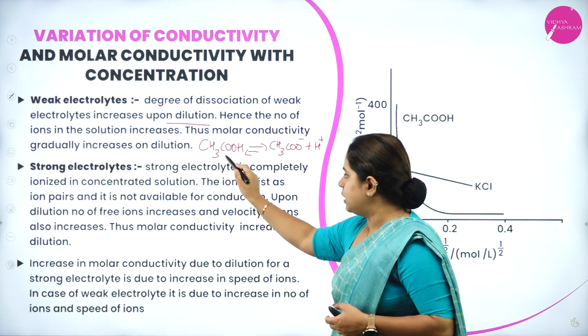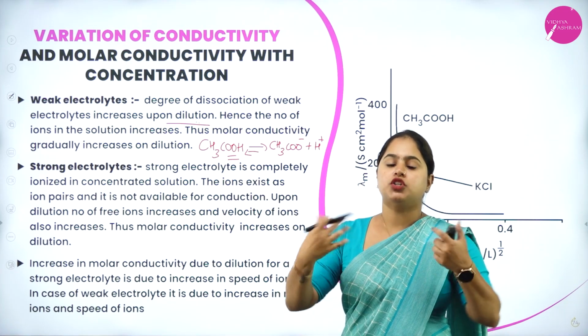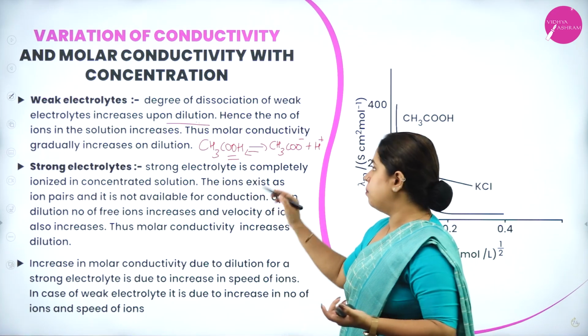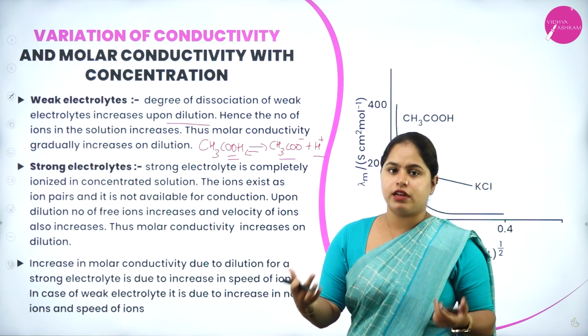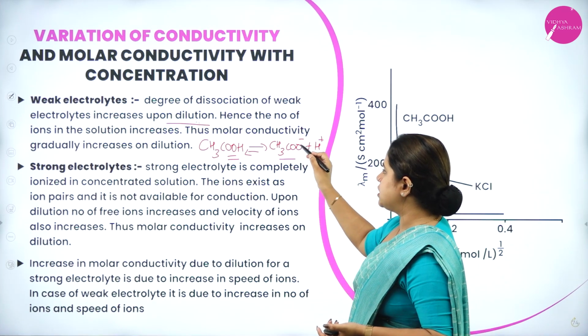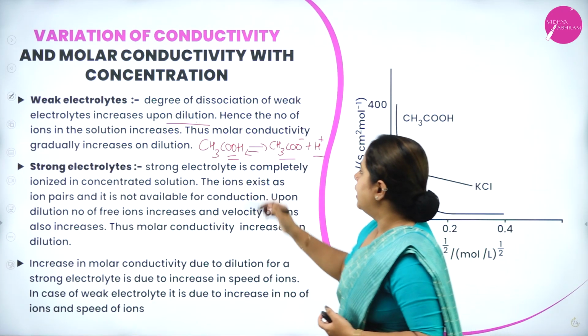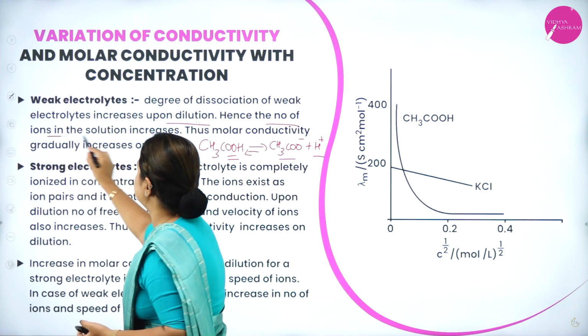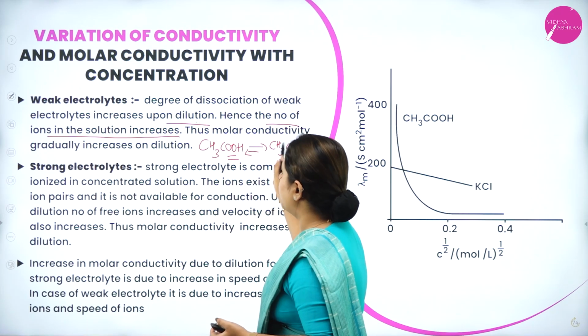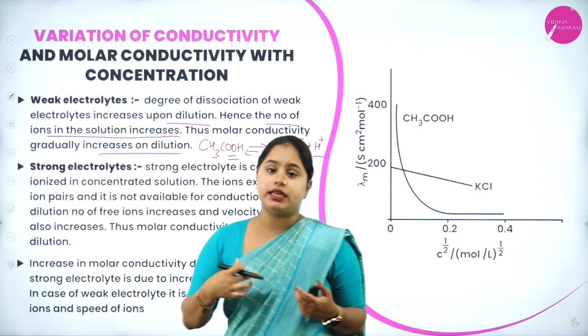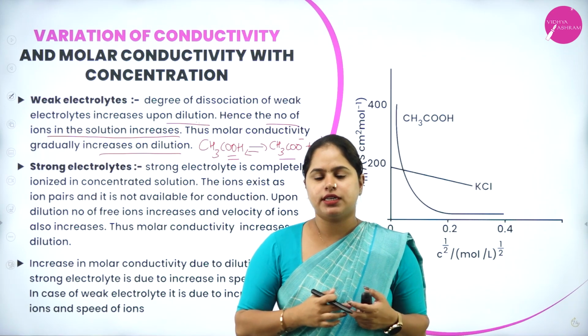The dissociation, that means acetic acid, more of it will get dissociated. More number of ions I am going to get. More it will get dissociated. More CH3COO minus and H plus will be formed. Hence, the number of ions in the solution increases. Thus, molar conductivity gradually increases on dilution. So, I hope the reason is clear.